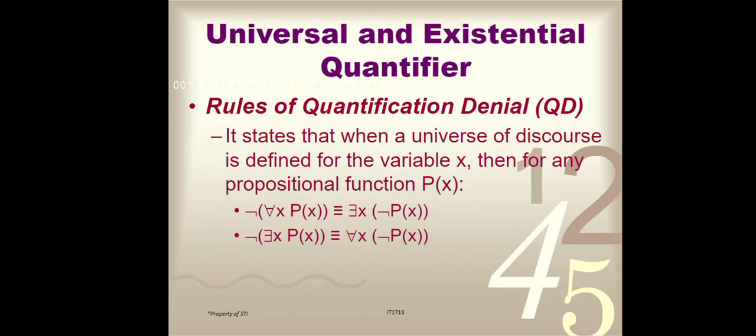Okay? So, this morning, let's talk about the rules of quantification denial, or the QD. Way back in our prelim subject, we discussed how to negate a proposition, right? So here in predicate logic, what is the rule if we negate a given quantification? Based on our definition, the rules of quantification denial state that when a universe of discourse is defined for the variable x, then for any propositional function P of x, we have these two rules.